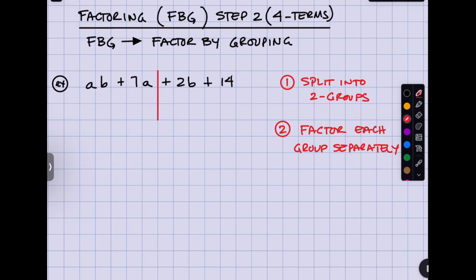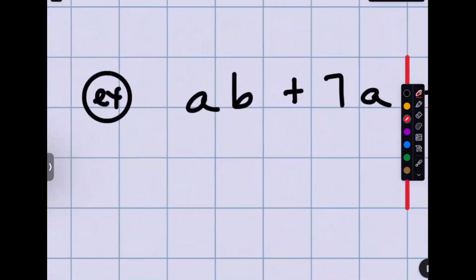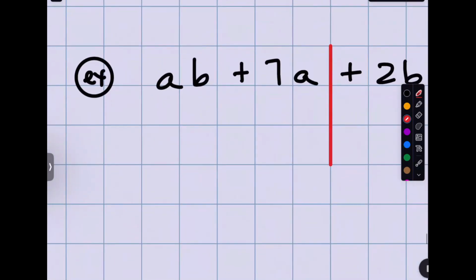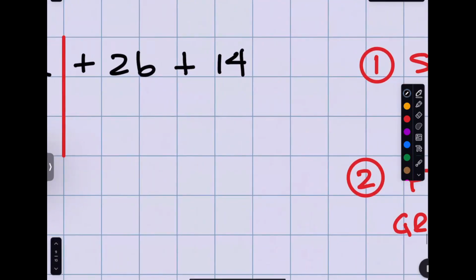What does that mean? It means that you look on the first group and say, what's my GCF? And what's left? B plus 7. Awesome. Then, let's factor this group. What's my GCF? And what would be left?